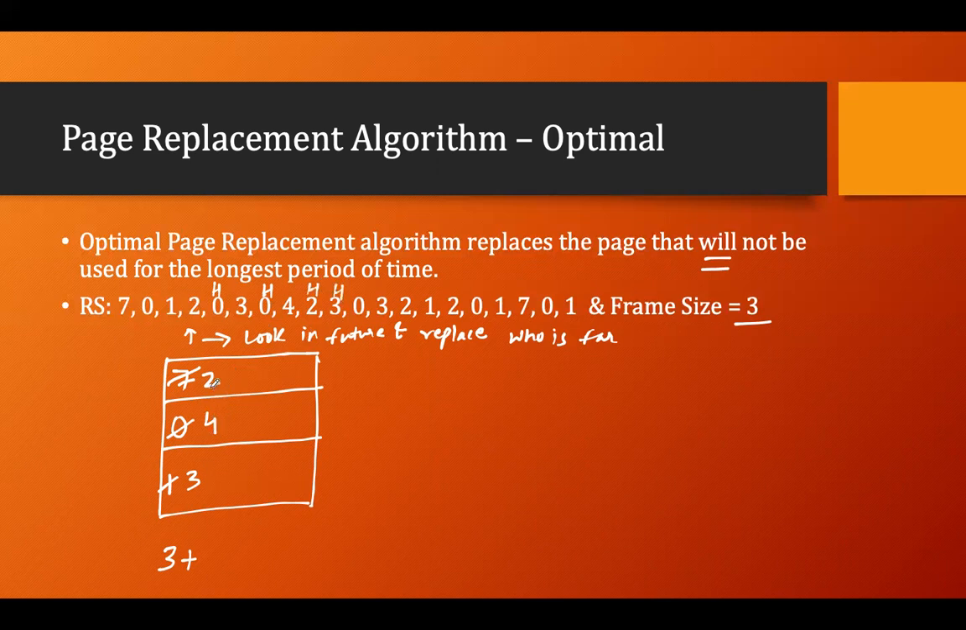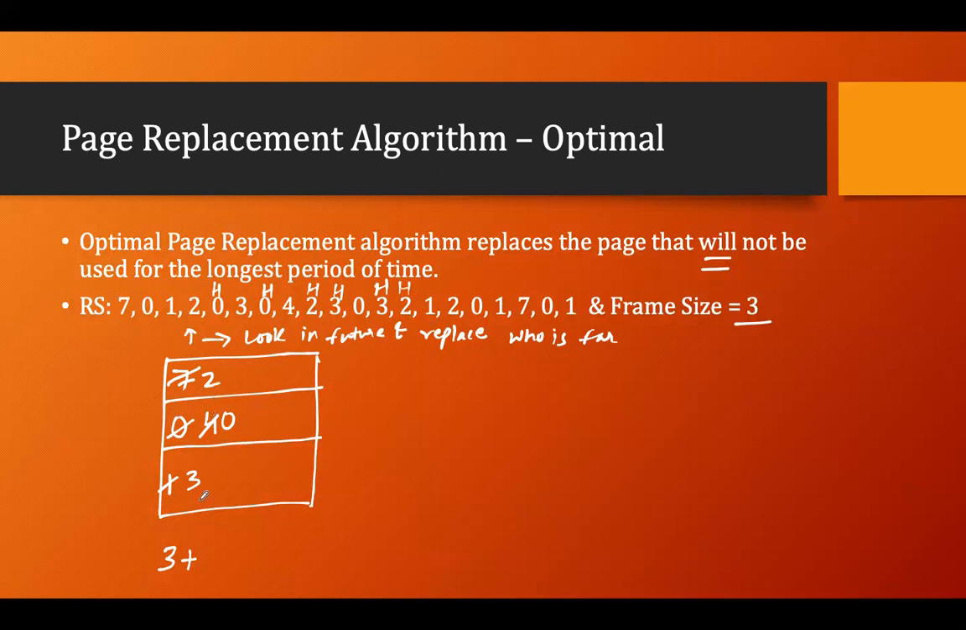Then 0. 0 is not here, right? We have to replace some of 2, 3, or 4. So which do we replace, 3 and 2? We got 4. We have to replace, right? So 4 will be replaced for 0. Now 3 is a hit, 2 is a hit.